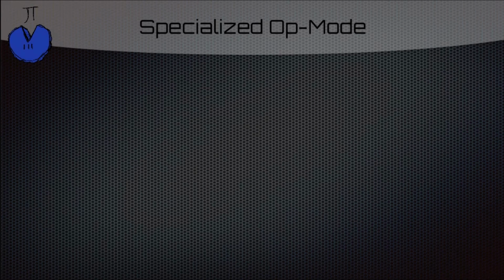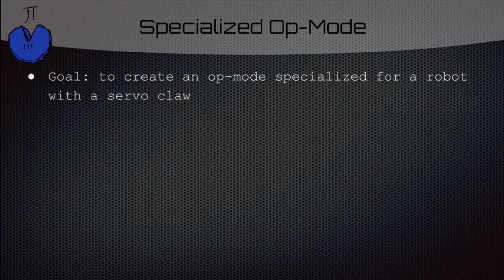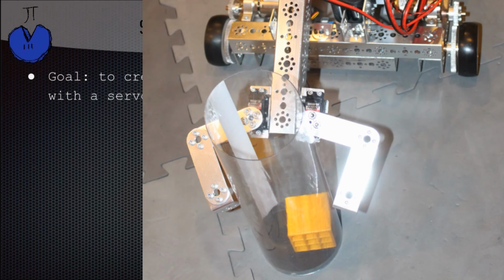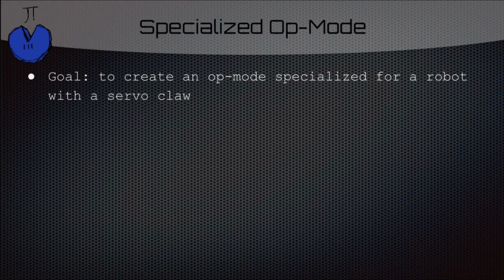So now that we've made an op mode that will drive the robot, let's make a specialized op mode that will actually do something specific to a certain robot. So our goal will be to create an op mode that's specialized for a robot with a servo claw. So let's say that we had a robot with 2 wheels that can drive around like normal, like our other robot that could only drive around. But this one has a claw on the front made out of 2 servos, one servo controlling the left jaw of the claw and one servo controlling the right jaw. So we'll make an op mode that will control the claw along with the drive.